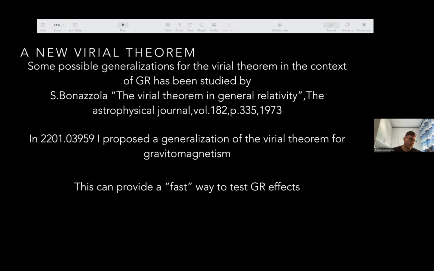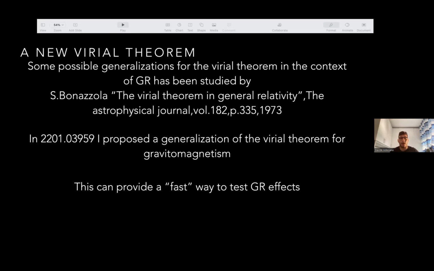Okay, now I'm going to the last part of my talk, about the new virial theorem. Actually, some possibilities for the virial theorem were already studied by Professor Bonazzola in an article called The Virial Theorem in General Relativity. If you go to the references of this article, you get some other papers about it. Recently, I proposed a generalization of the virial theorem for gravitomagnetism.